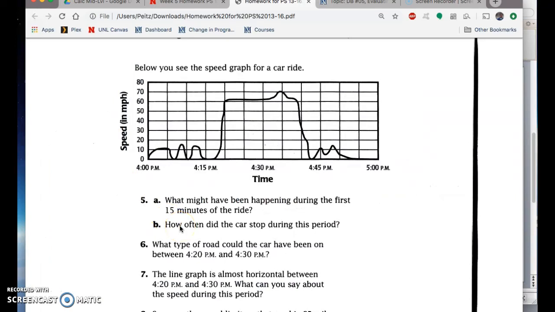How often did the car ride stop during this period? Well, you can just see where it hit 0. So right here, 1, 2, and then at the end 3. So it stopped 3 times, so I assume that's 3 stop signs.